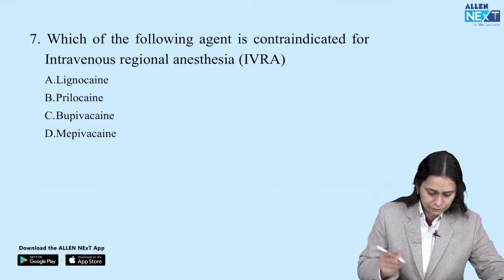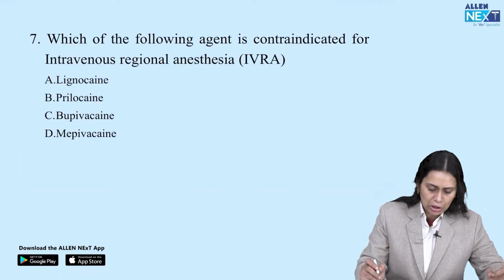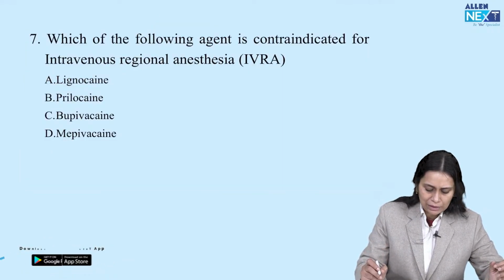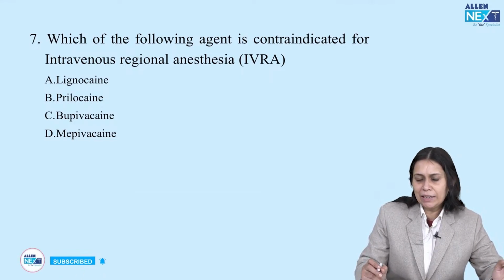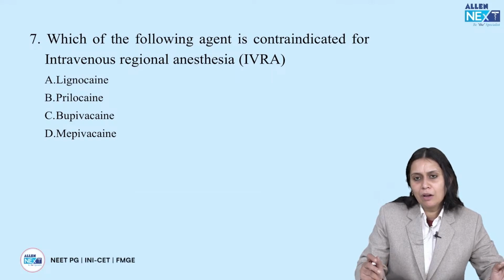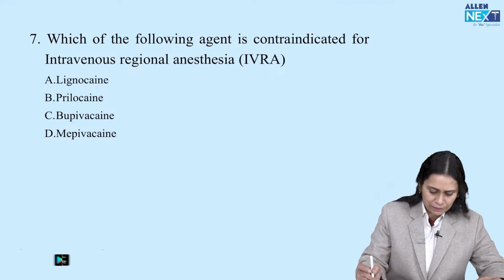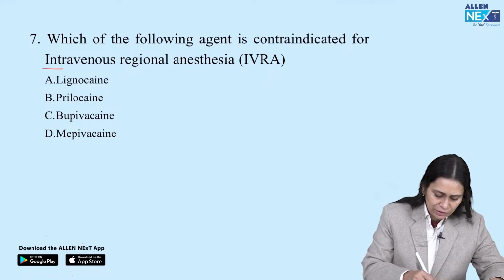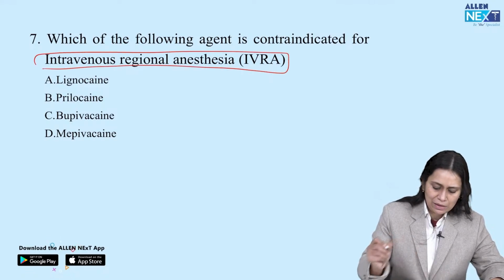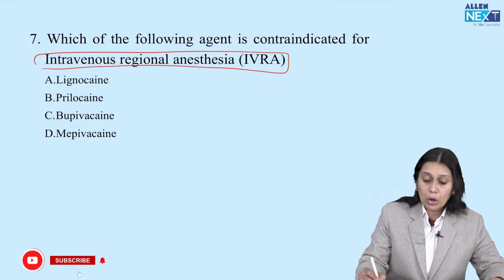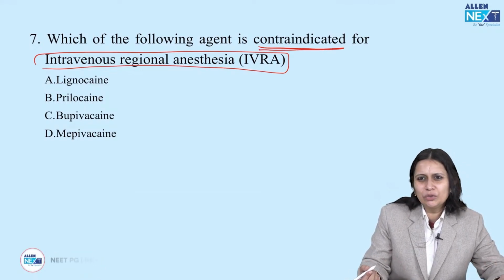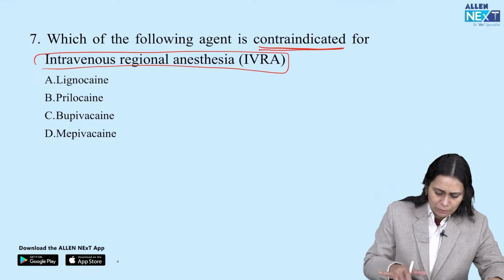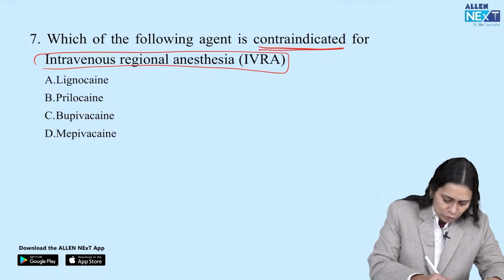Now next question. Which of the following agent is contraindicated for intravenous regional anesthesia, for IVRA. Again, a very, very popular topic for FMG exams, right? For intravenous regional anesthesia, which is the following agent, which is contraindicated. So many times they have asked which is the agent of choice. Well, which is the agent contraindicated? So many times. So let us talk about IVRA before coming on the question.